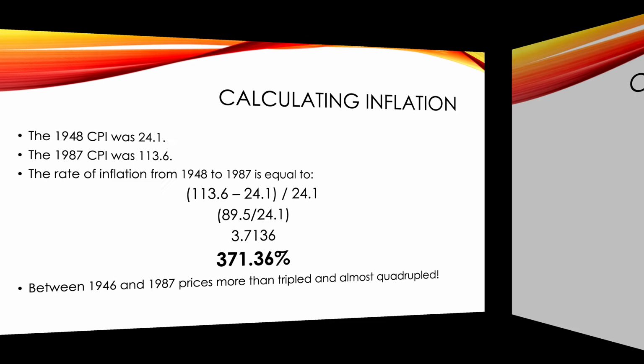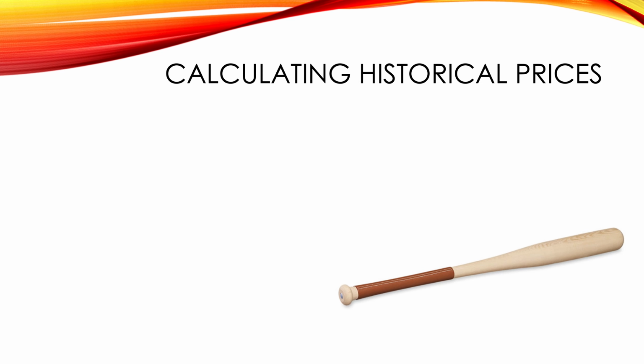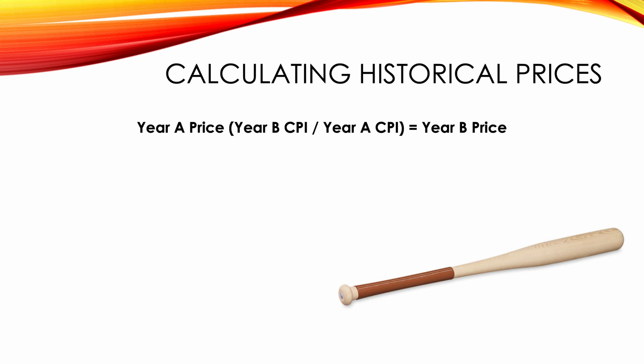So that's how we do it. Now, we can also use this, and this is fascinating, to calculate historical prices within reason. It's not going to be exact because we'll talk about the reasons later. But here's how to figure that out. You take the year A price, and then you multiply that by the year B CPI divided by the year A CPI. And that's going to give you the year B price. Now that sounds really confusing, so don't put too much stock in that. Let's just go through an example and it'll make way more sense.